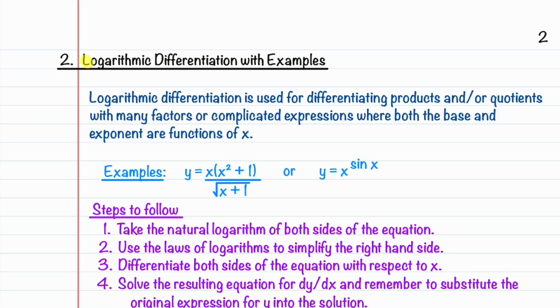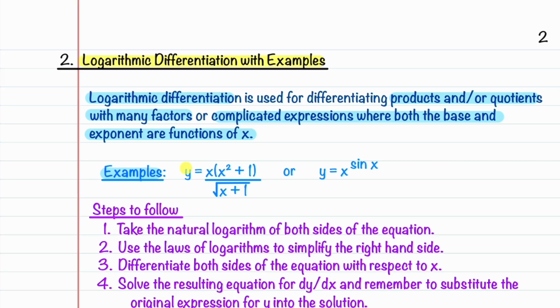We're now going to learn all about logarithmic differentiation and walk through some examples. Logarithmic differentiation is used for differentiating products and/or quotients with many factors, or complicated expressions where both the base and the exponent are functions of x. Down here, I wrote down examples of each of these.